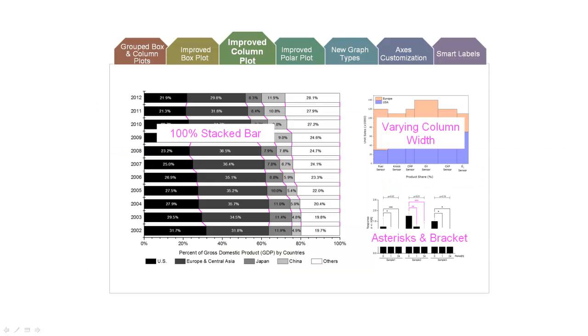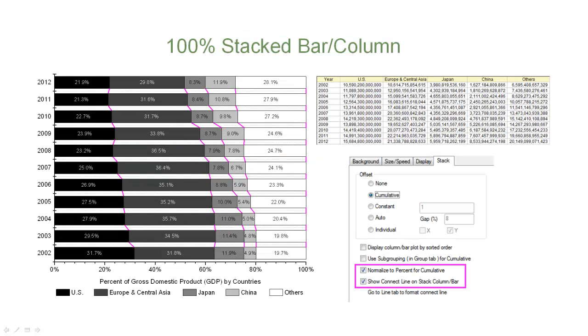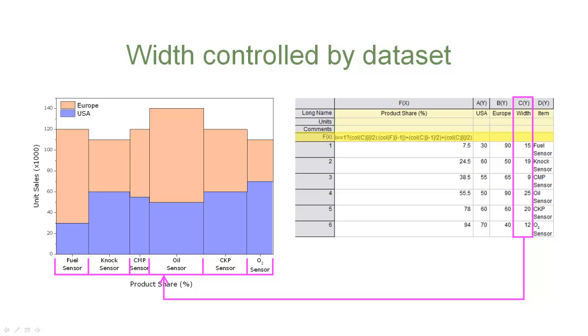Let's now review the improvements made to column plots. Origin 9.1 supports creating a 100% stacked column or bar plot directly. Data will be automatically normalized to a percent scale. Also, connect lines are now enabled on stacked plots by default. You can use another data set to control column widths.